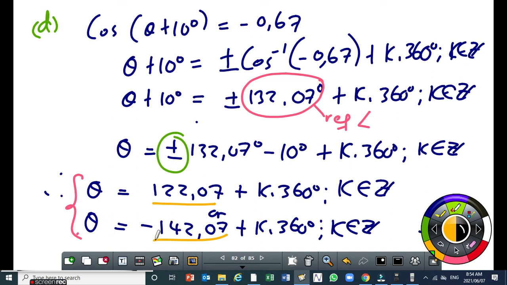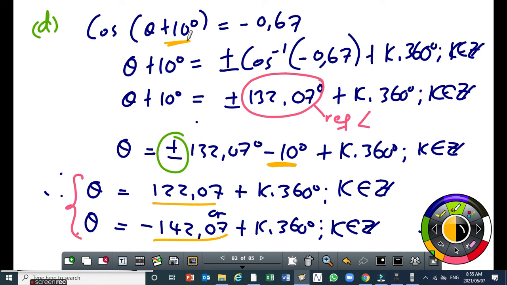Okay? Because in the end, you have to get two answers. So you can't write it as plus or minus 122.07. You have to split it up because this minus 10 here changes things. I hope you are aware that this plus 10 represents a shift, a horizontal shift. Because of that shift, you have to determine your general solution separately.